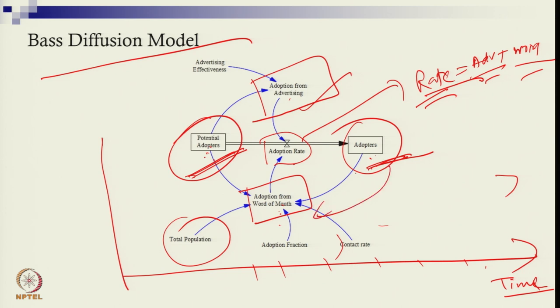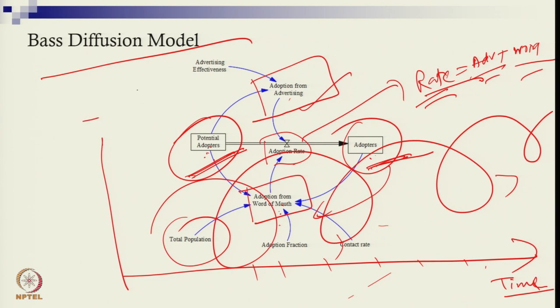And they will have an impact on your decision making also. Advertisement will not be linked to the adopters, but the overall process you can develop, and you can study the system behavior over a period of time. This is what system dynamics is, and the impact of system dynamics simulation for prediction as well as for strategy decision making.